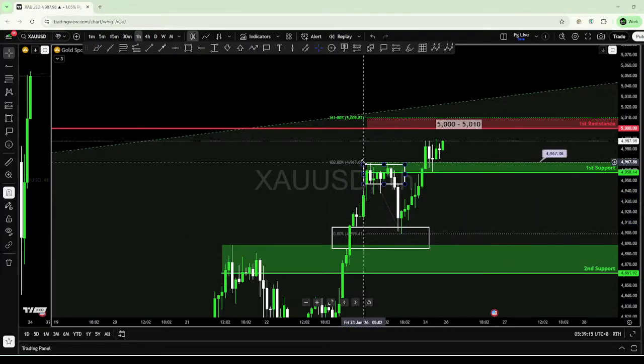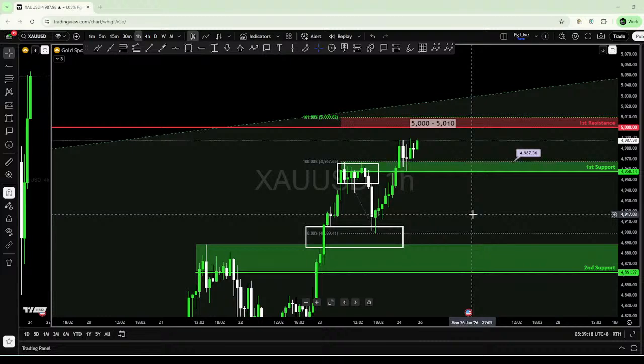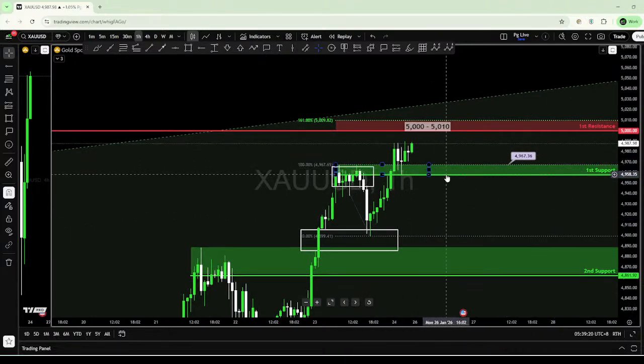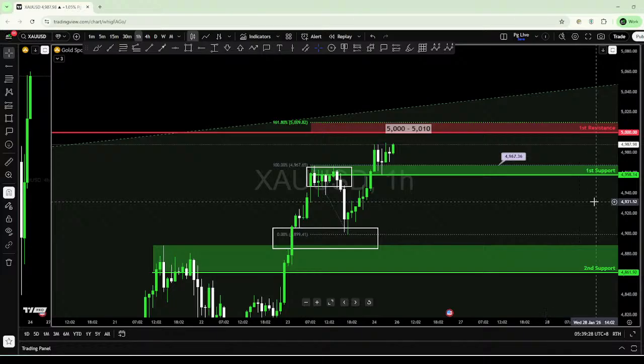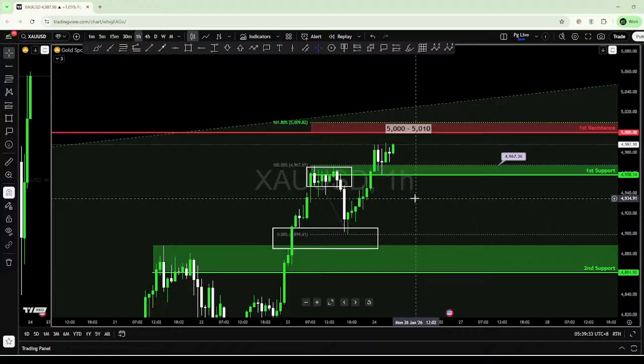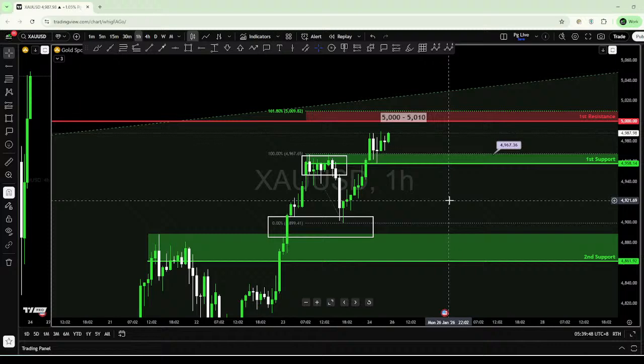Okay, so this is my zone, the key level. Okay, 5,000 to 5,010. That's going to be the resistance level for gold right now. Anybody want to request any pair or any instrument you want me to look at for you guys? All right, you just take note of these zones and the support level.